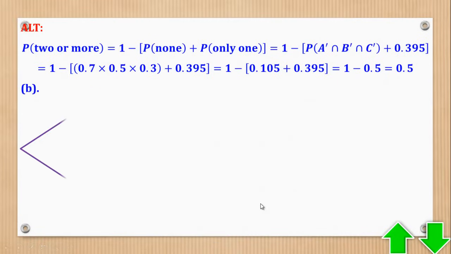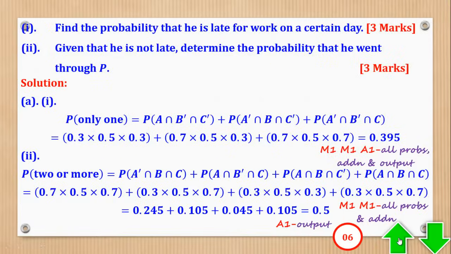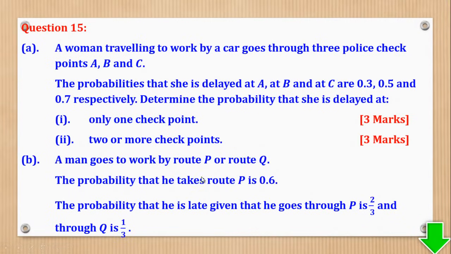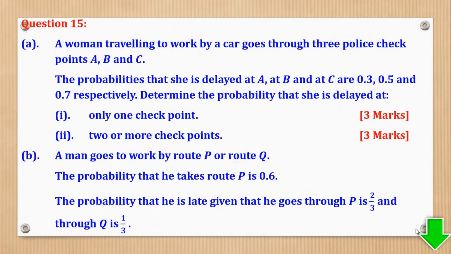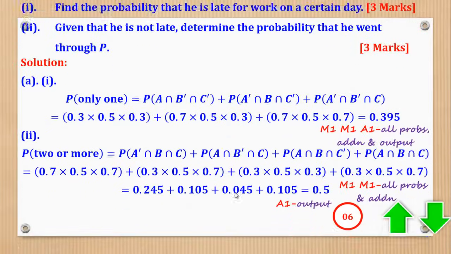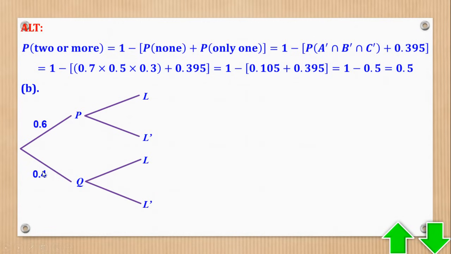So she'll need a tree diagram. The two routes, then late and late complement. Okay. So she'll go back and see. Probability of taking route P is 0.6. Probability that she's late given she took P is that. Then late given she took Q is this. So she'll begin with the probability of P, which is 0.6. And the other one should be 0.4 to make a 1. Then late given P is 2 over 3, meaning this should be 1 over 3. Late given Q is 1 over 3, meaning this should be 2 over 3.